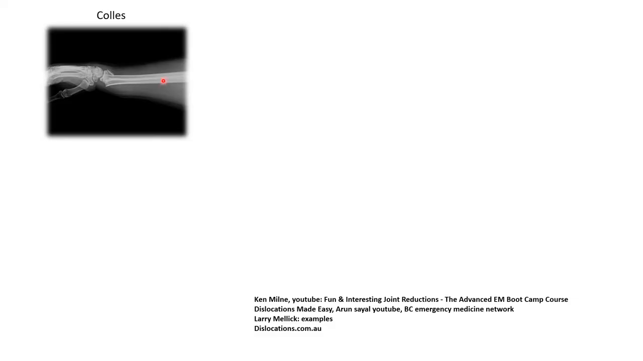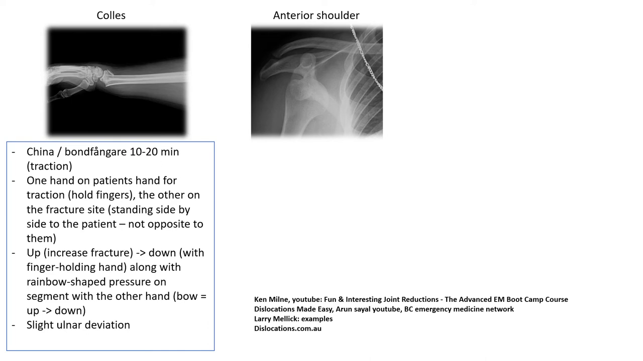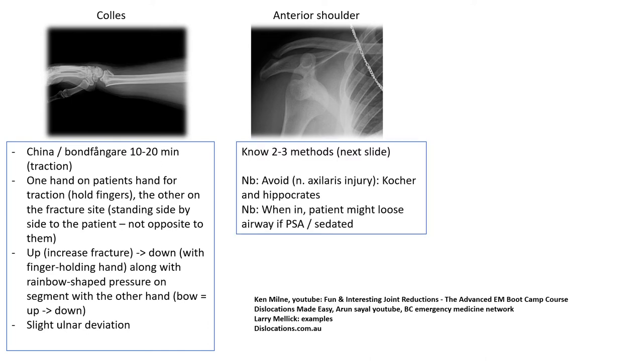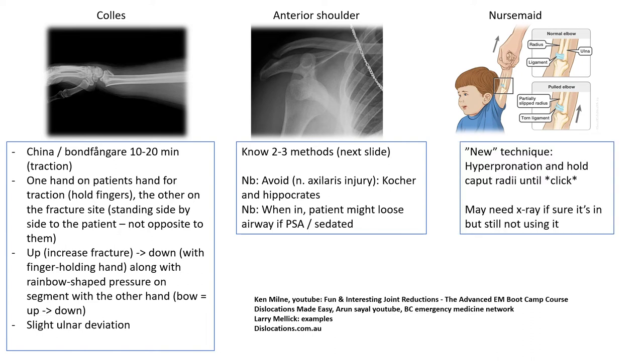Okay, so here are some common reductions that the emergency physicians should know about. The Colles fracture we already went through. The anterior shoulder we'll go through in a little while here. And then you have your nursemaid's elbow, the fracture dislocations, where you used to do it in one way, but there's a new technique I'll just quickly show you.